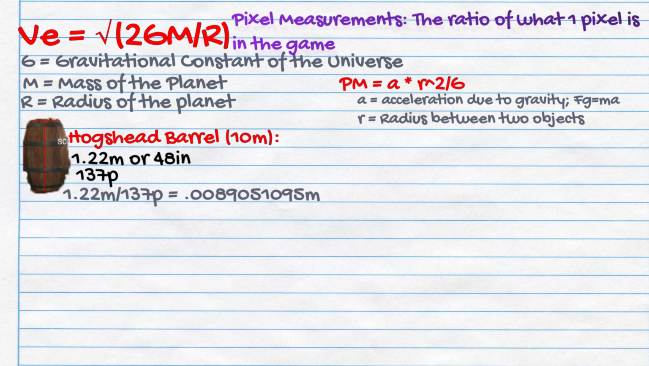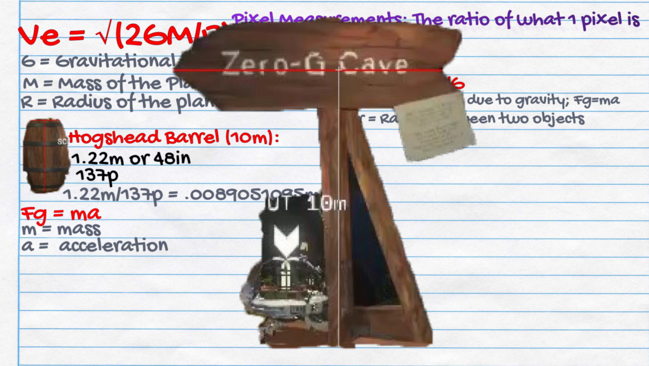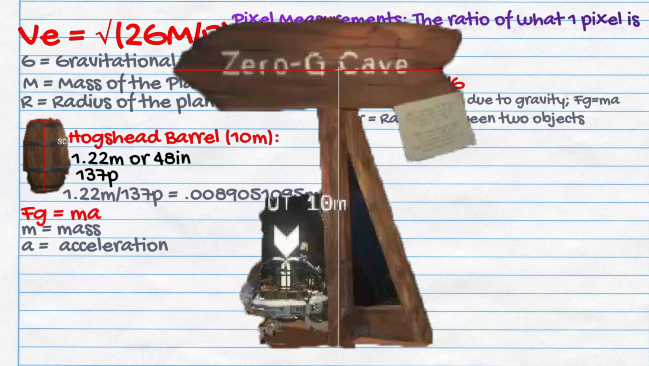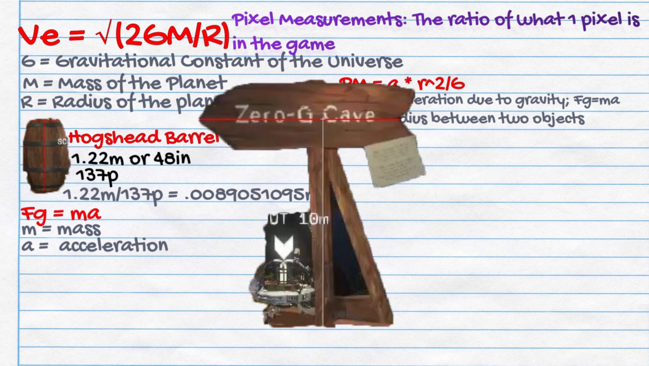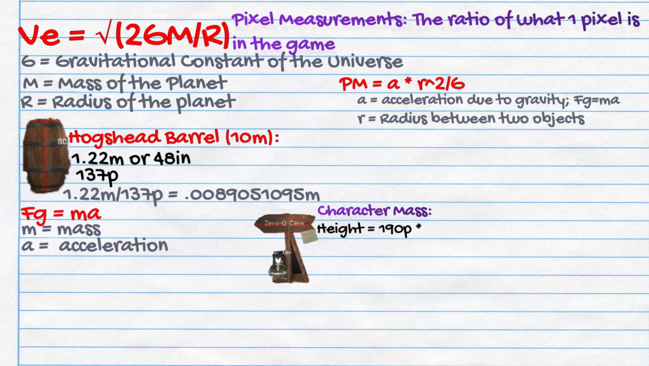A is equivalent to Fg equals ma, or force of gravity equals mass times acceleration. And so we need obviously a mass to be able to solve for the gravity. So we're going to find the mass of our character. To find the mass of our character, we're going to measure him, and so I put him up to our makeshift ruler, which is this sign, because we know that standing at that red line there, it's 190 pixels, and so our character stands at 190 pixels.